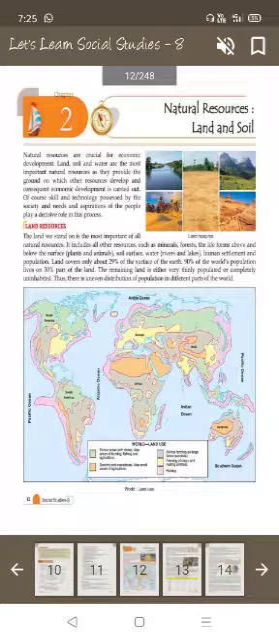Land covers only about 29% of the surface of the earth. 90% of the world population lives on 30% of the land. The remaining land is either very thinly populated or completely uninhabited. Thus, there is uneven distribution of population in different parts of the world.